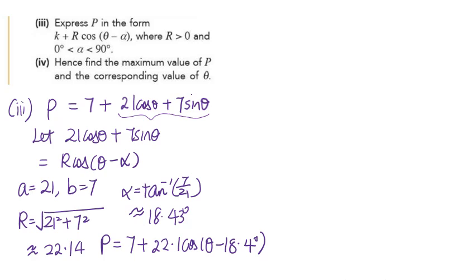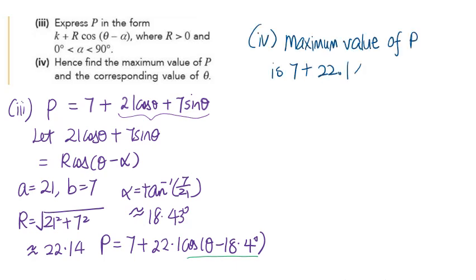So the maximum value of P is when this cosine is 1. So that will be 7 plus 22.1 times 1, which gives you 29.1, right? And that happens when this equals 1. There are basically two angles that will give you 1: cosine 0 degrees and cosine 360 degrees. But I don't need to use 360 because that will give me theta as 360 plus 18.4.